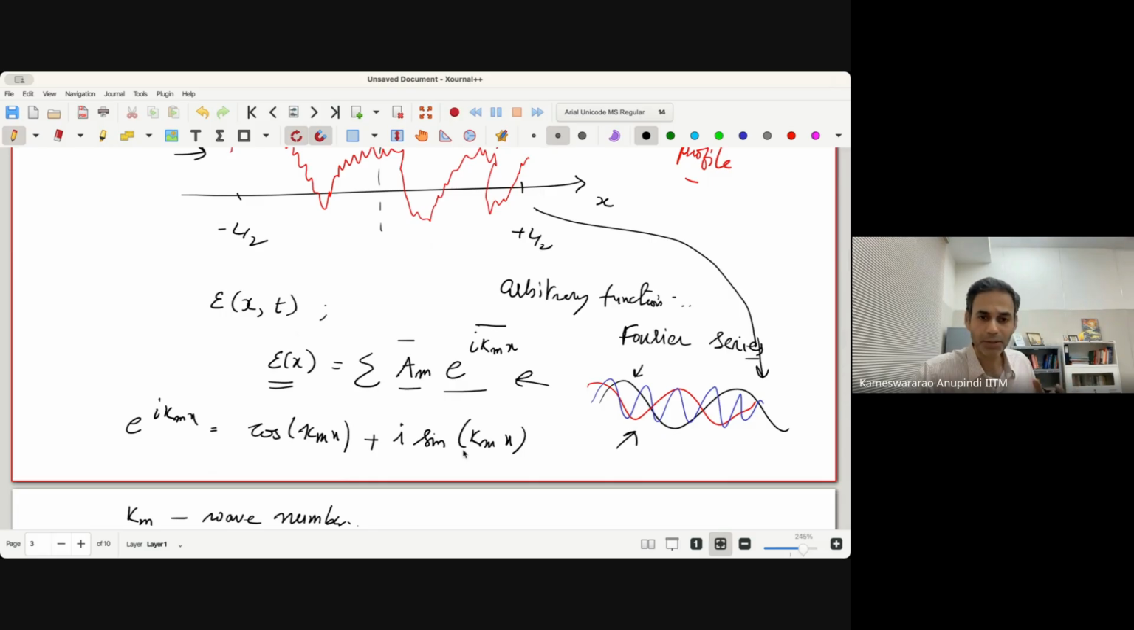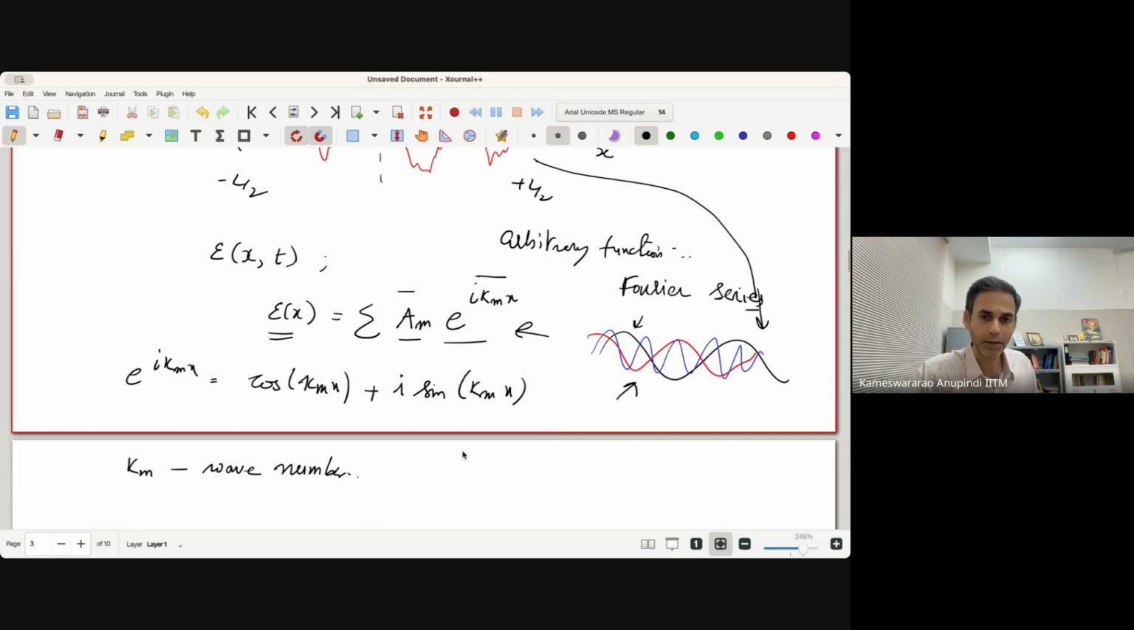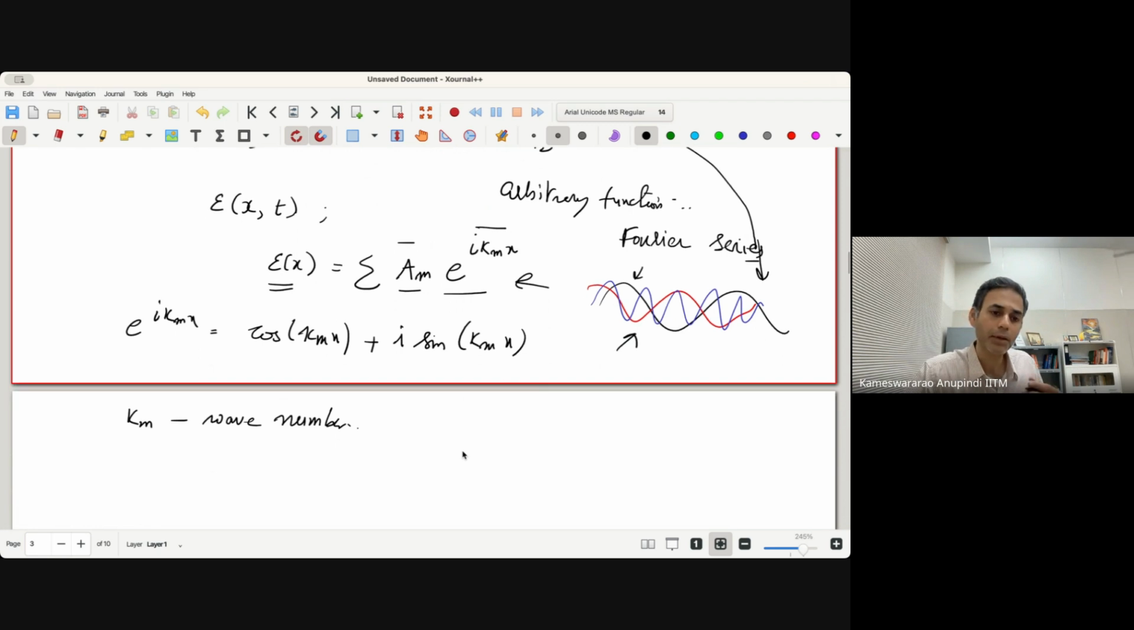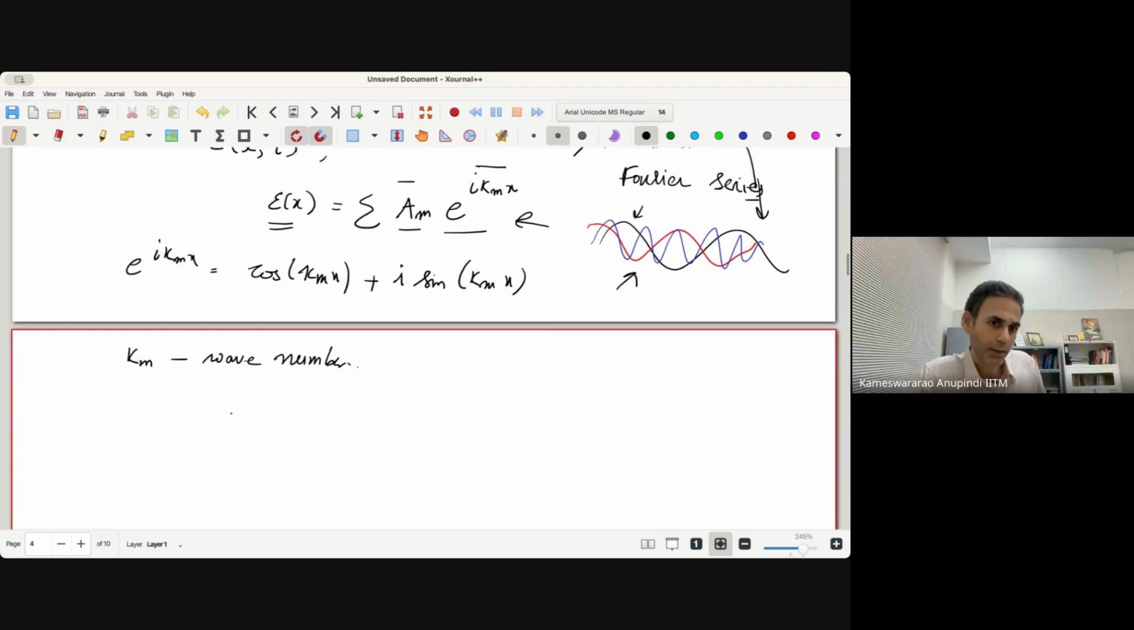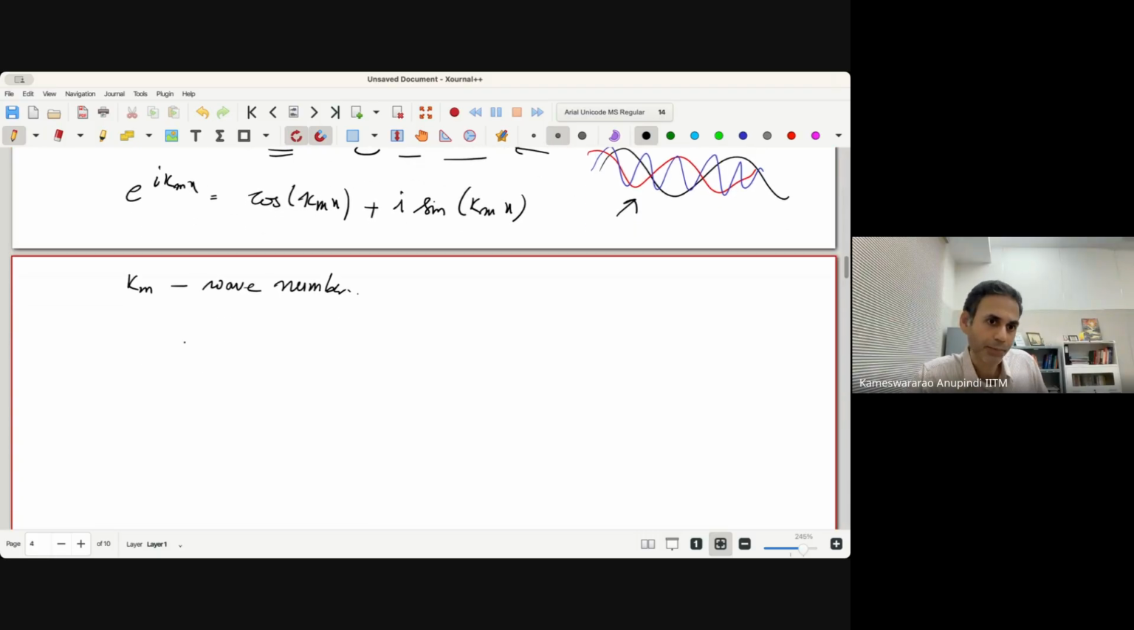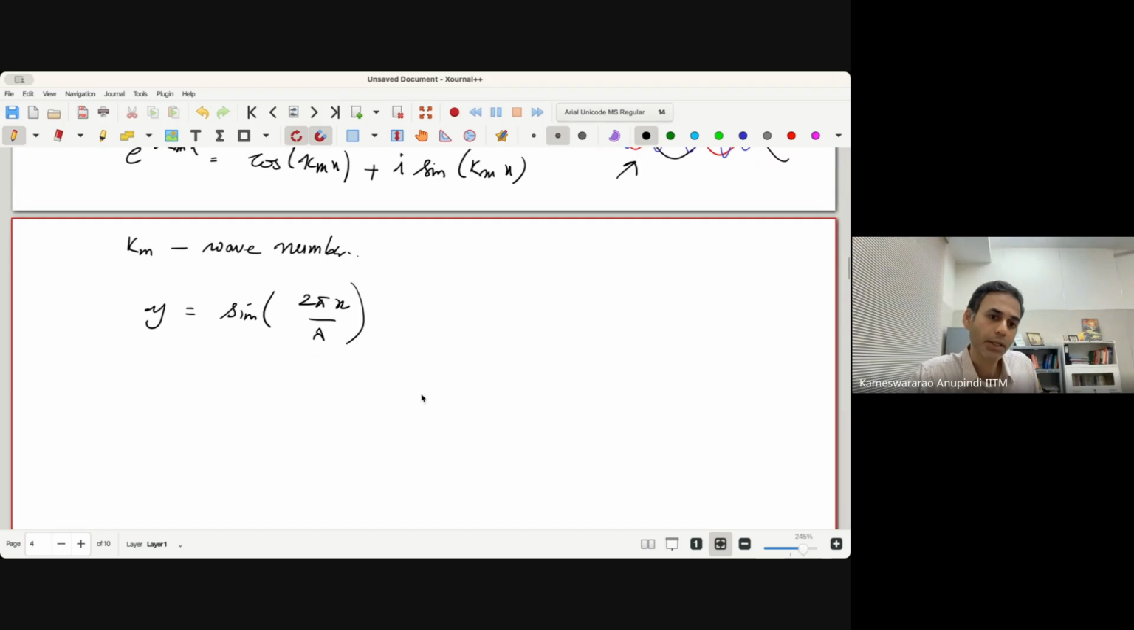Now, I think we have stumbled upon this idea before in the context of compact schemes and Padé schemes. Let me give you a little bit of insight into this wave number. So let me consider a function, let us say y equals sine of 2 pi x by lambda. Let me consider 2 pi by lambda times x.